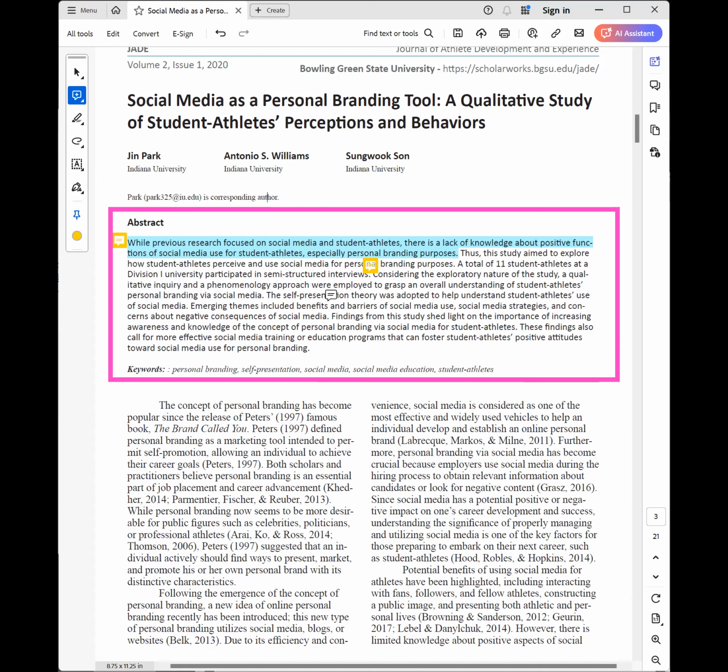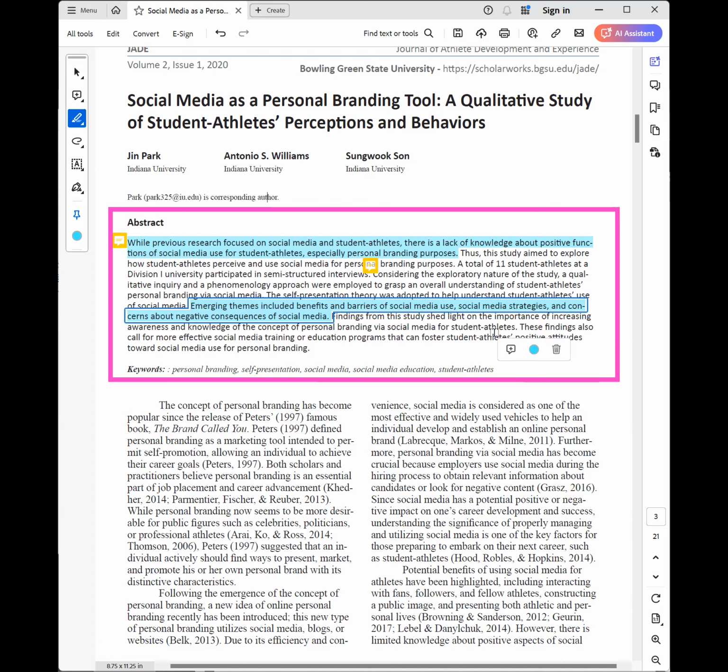Emerging themes included benefits and barriers of social media. Let me see, highlight this. Emerging themes included benefits and barriers of social media use, social media strategies, and concerns about negative consequences of social media. Findings, right? I've got the word findings here. That's a big deal. That's going to tell me that we're about to hit a conclusion.